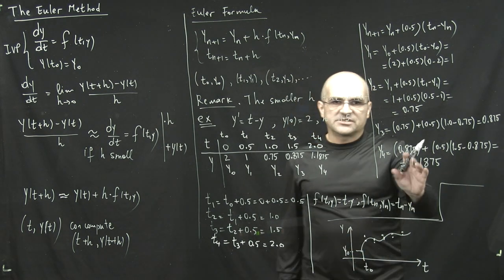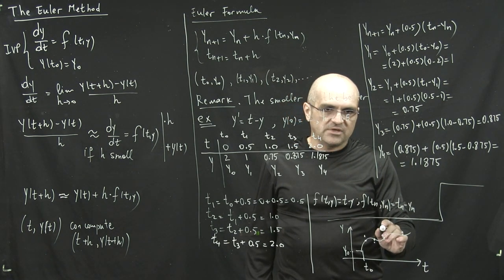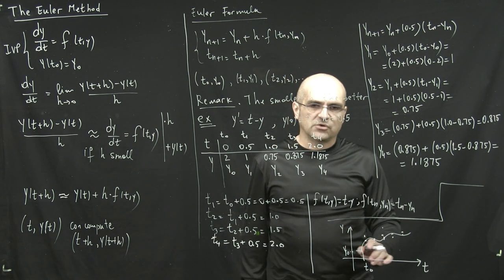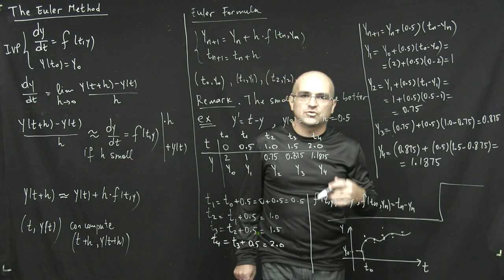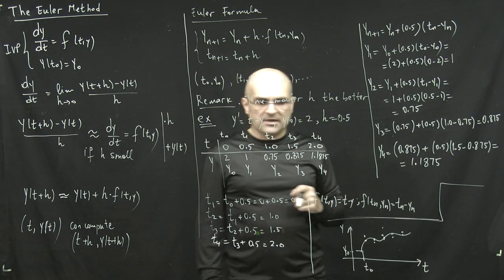Of course, if h is too big, then the error could be quite huge. The approximated value could be here, and then the real value over here. So you always run the risk of having too much error of approximation if h is too big.